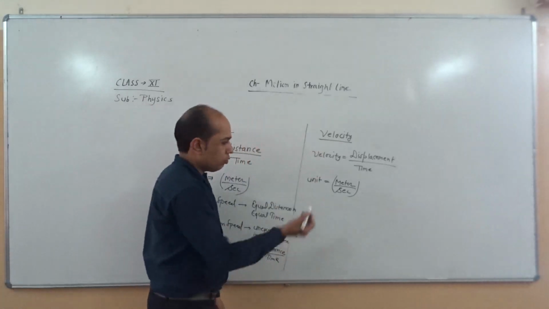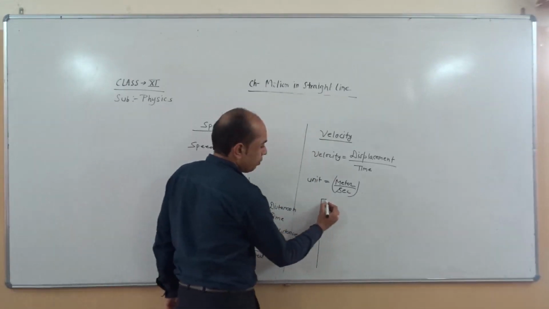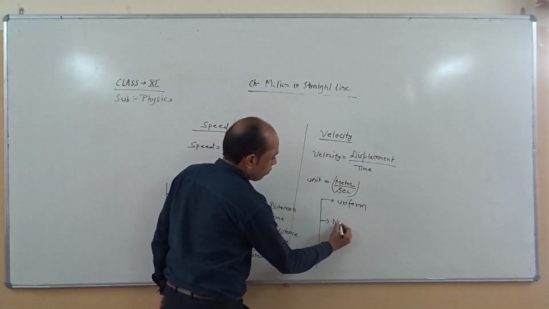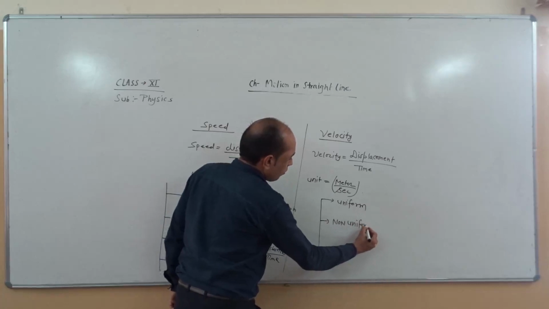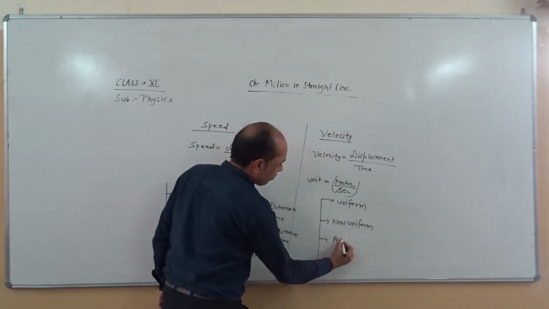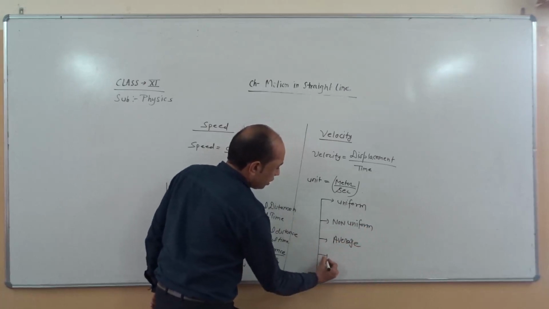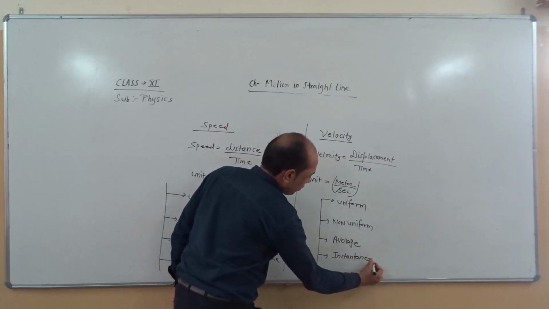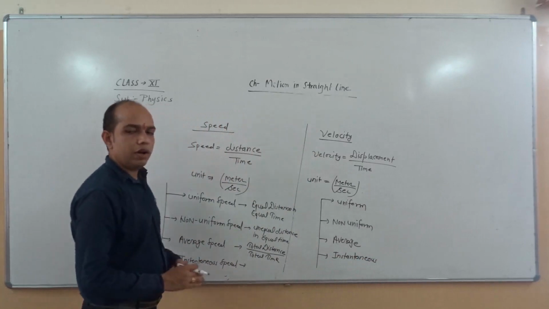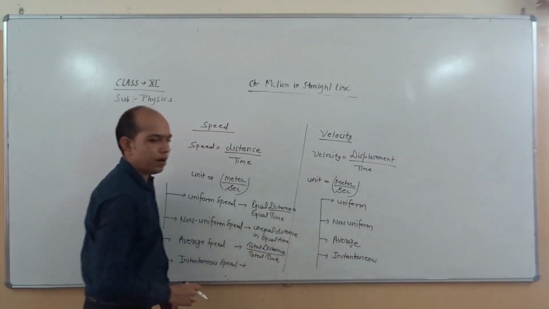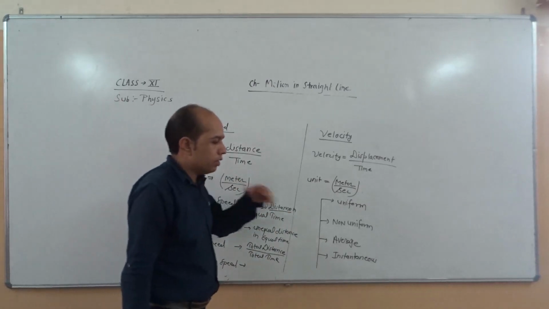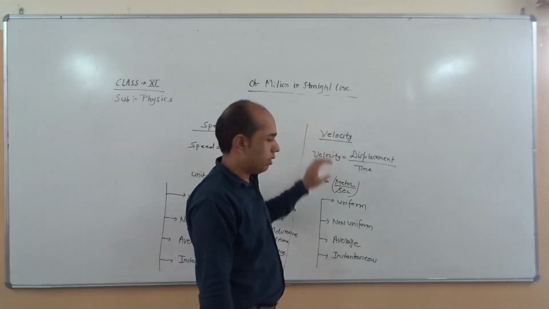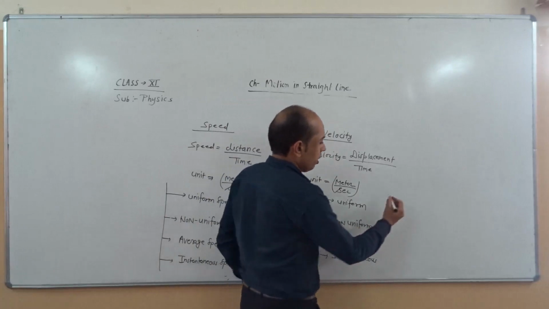Similarly, we define the velocity. Again, like speed, we have four types. Number one is uniform. Second is non-uniform. Third is average, and the fourth one is instant. Again, the only difference is that distance is replaced by displacement. That means when an object travels equal displacement in equal interval of time, it is said to be uniform velocity.